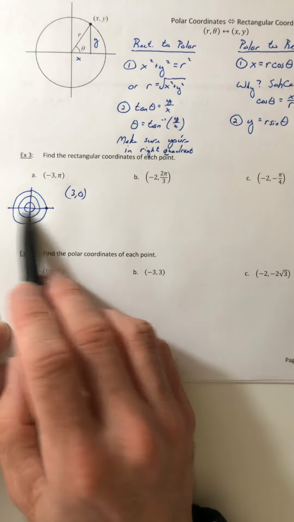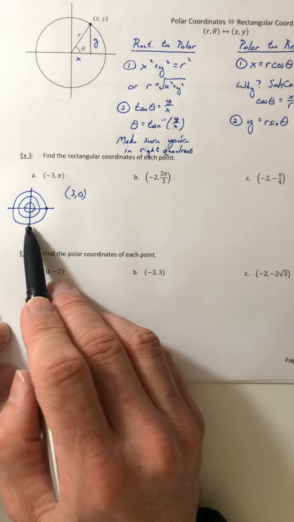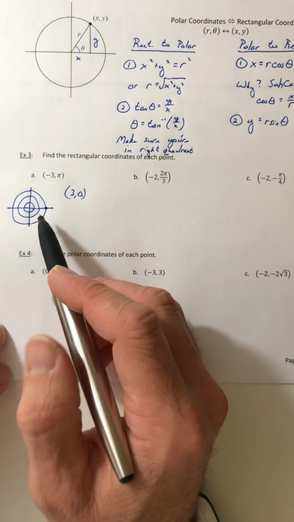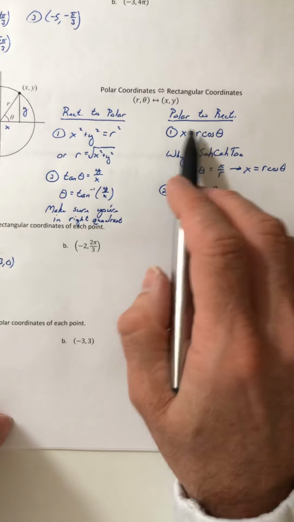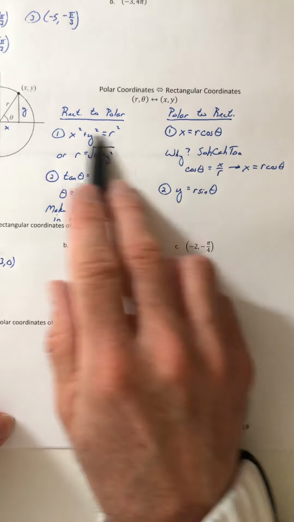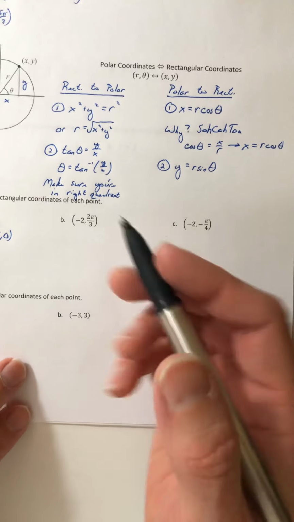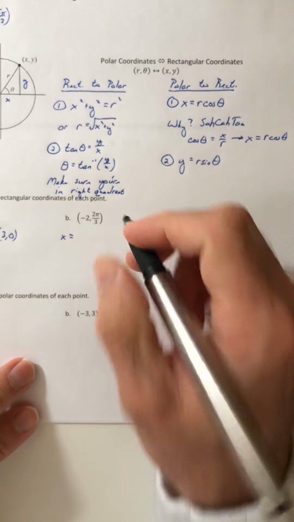So sometimes you can cheat. If it lands on a coordinate axis, like at 0, pi over 2, pi, 3 pi over 2, just give the coordinate in rectangular form, and then you've got it. If you forget, you can always go back to these and just plug them in. So like for B, let's go ahead and use the formulas.